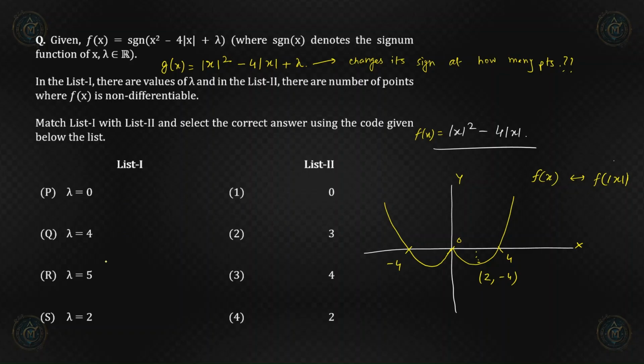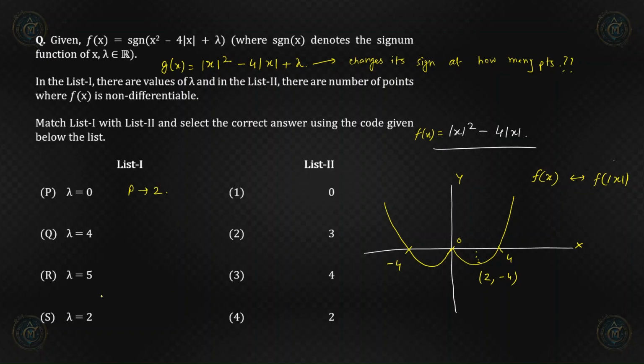Now let us check the entries here. So in case of lambda equal to 0, we have the same graph as this, right? So at how many points does this function change its sign? It changes its sign at exactly 3 points, right? Here it becomes negative from positive, 1 point. Then at x equal to 0, this function temporarily becomes 0, but then again becomes negative. So that is why there is a change of sign, right? So at this point also there is a discontinuity, so we can say there will be some non-differentiability, right? And also at this point, so how many points total? We have 3 points, right? So p matches with 2.